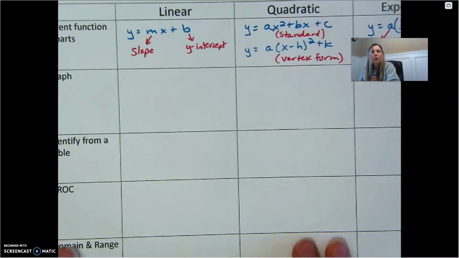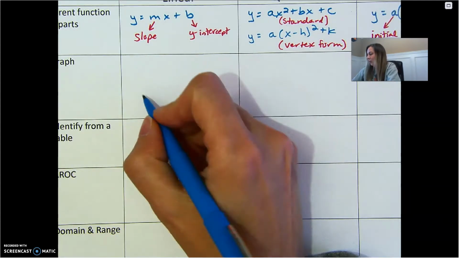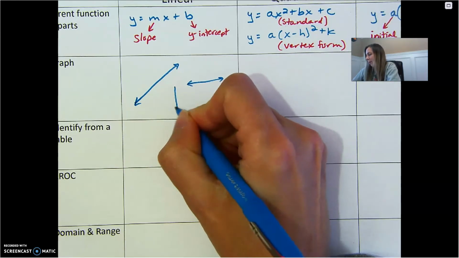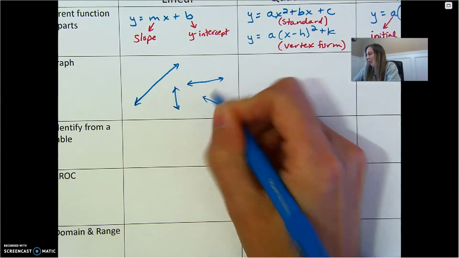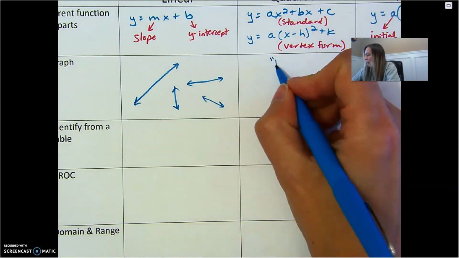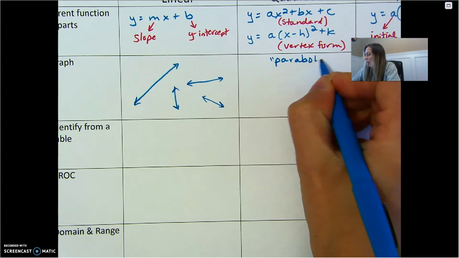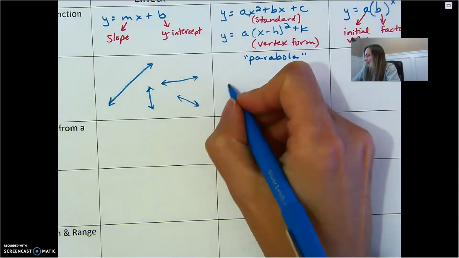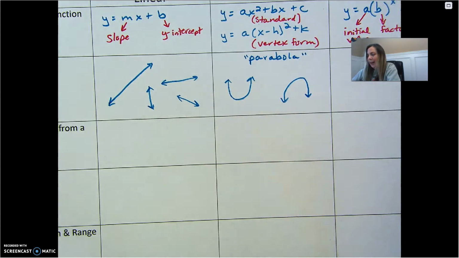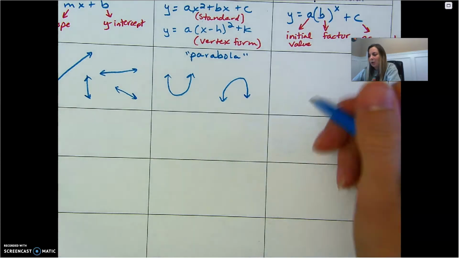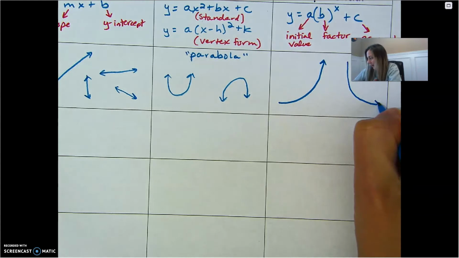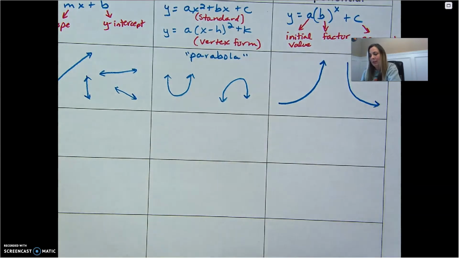All right, so the graphs. Linear equations, we know what those look like. All right, those are just those straight lines. I mean, maybe they're flat, maybe they're vertical, maybe they're negative. So there's a lot of different ways these lines could go. Quadratics, those are the parabolas. I'm going to put that right here. Parabola. Parabolas, they're either going up or they're going down. All right. And then exponential functions, they either grow or they decay. All right, so there's growth and then there's also decay.